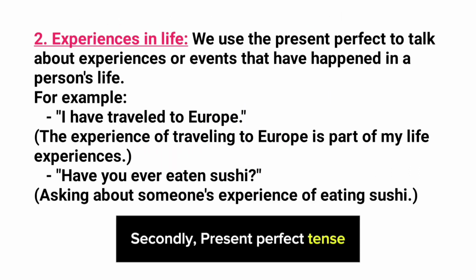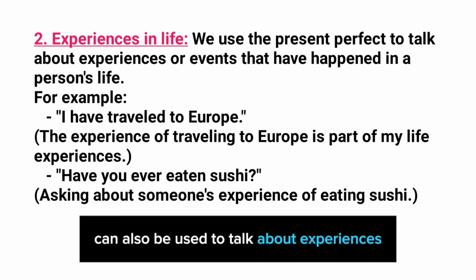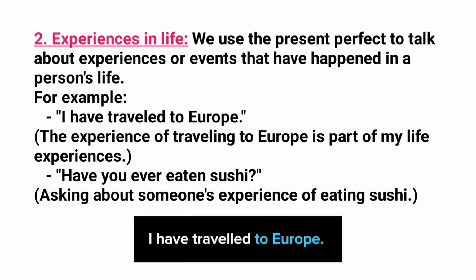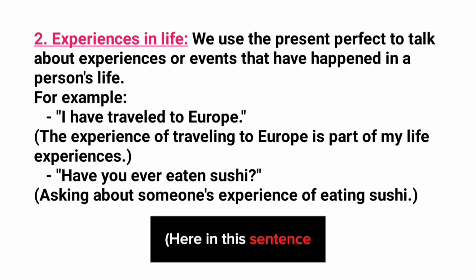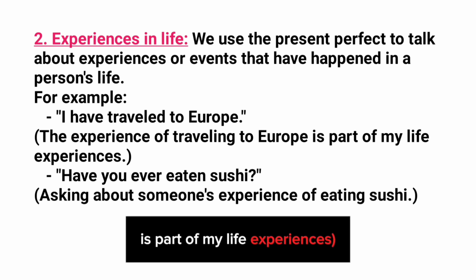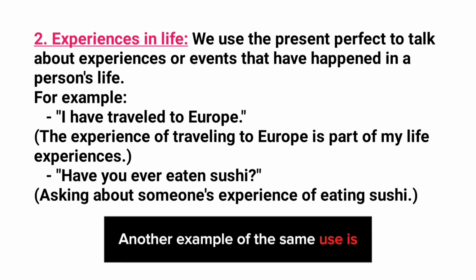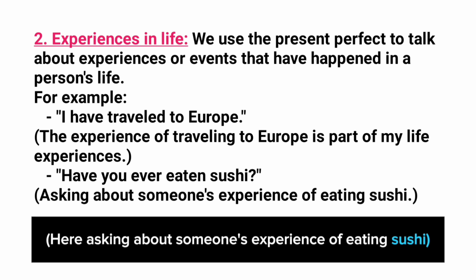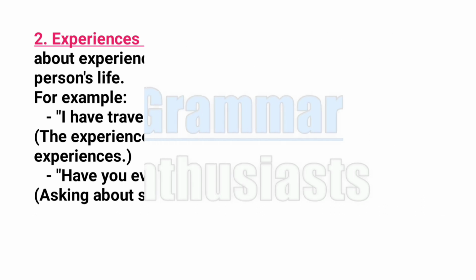Secondly, the present perfect tense can also be used to talk about experiences or events that have happened in a person's life. For example, I have traveled to Europe. Here, in this sentence, the experience of traveling to Europe is part of my life experiences. Another example of the same use is, have you ever eaten sushi? Here we are asking about someone's experience of eating sushi.